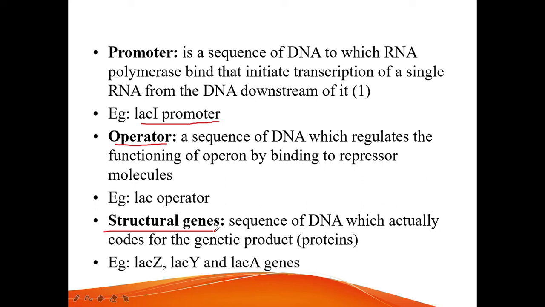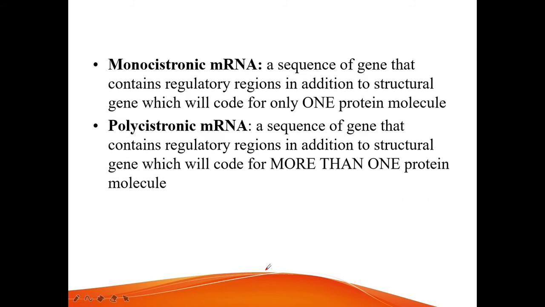The main part is also the structural genes. We have covered the regulatory regions, where the promoter and operator are present. Structural genes are those which actually produce the genetic product, which is protein. There are three genes in the Lac Operon: Lac Z, Lac Y, and Lac A. The function of each gene will be explained in a future slide.